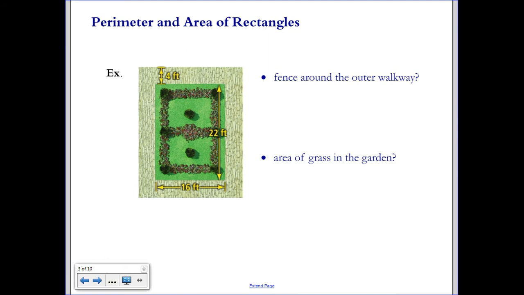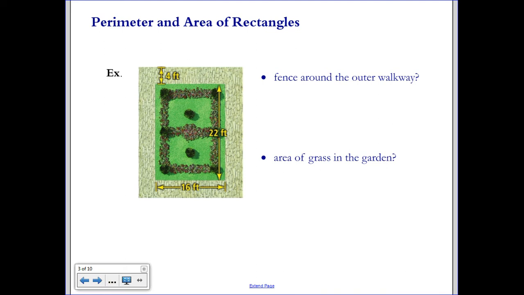We have a picture of a rectangular garden with a walkway around it. That's the part that looks kind of gray. It's a uniform width walkway, so it's 4 feet wide all the way around. Types of questions you might be asked is, what length of fence would you need if you wanted to build a fence around the outer walkway?